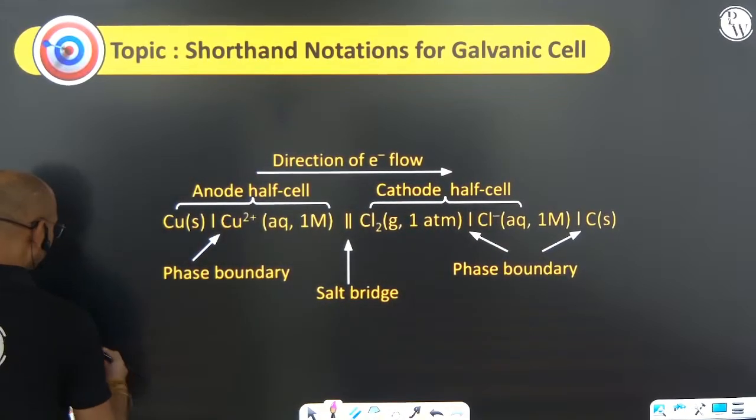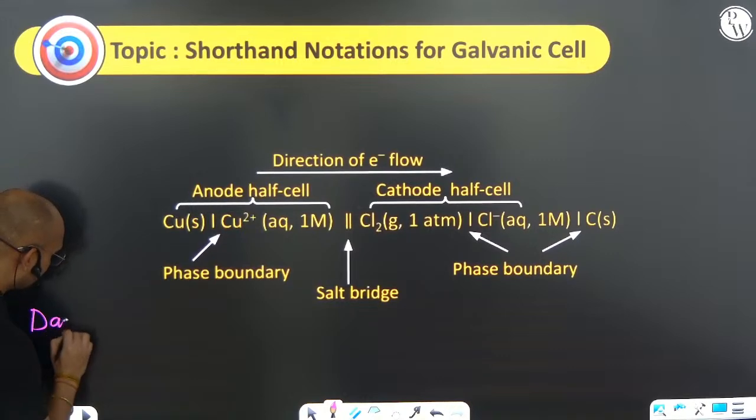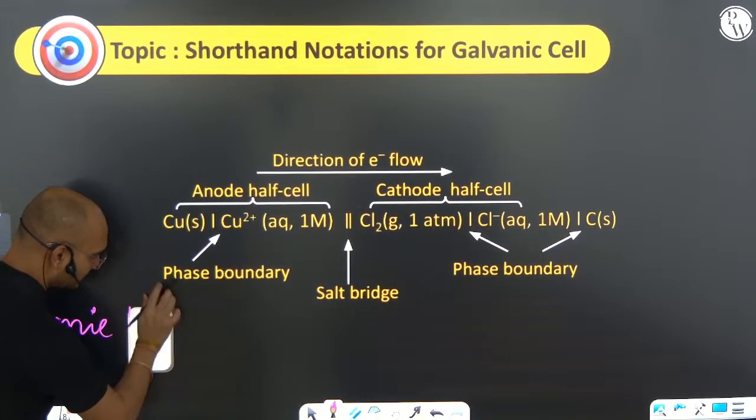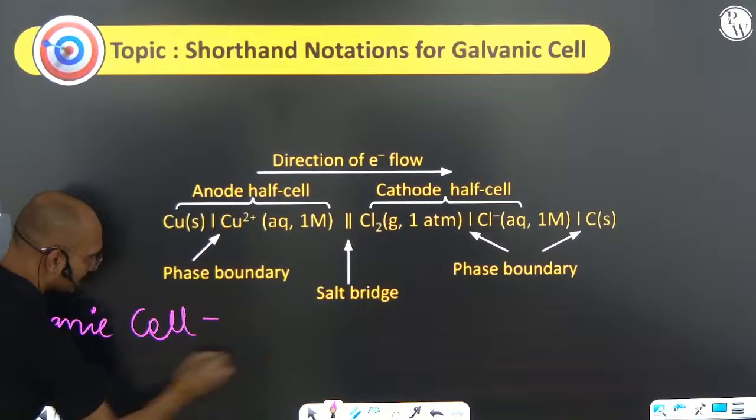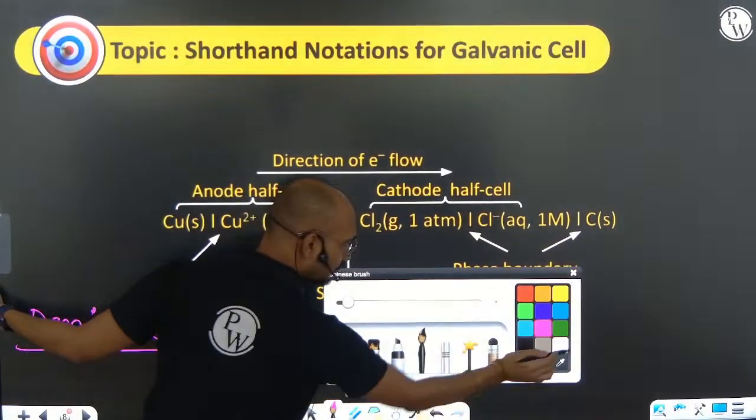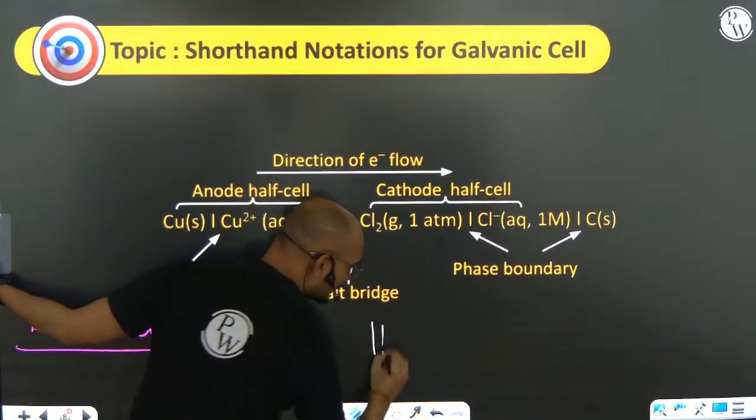What about the Daniell cell that we have already studied? For the Daniell cell, what will it be? What will be the shorthand notation? First of all, make the salt bridge.